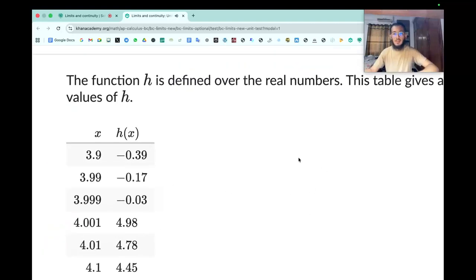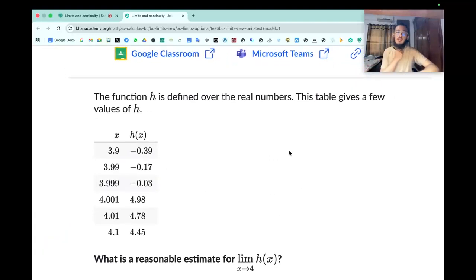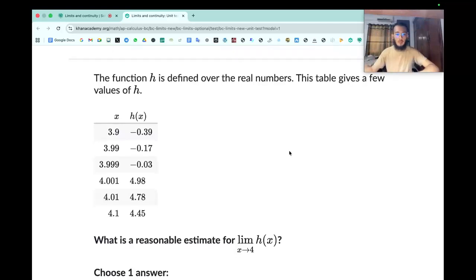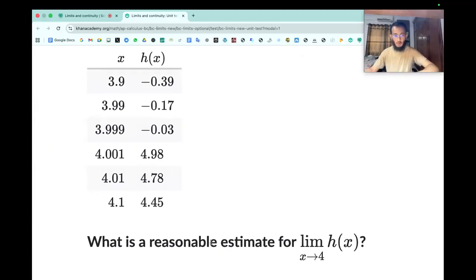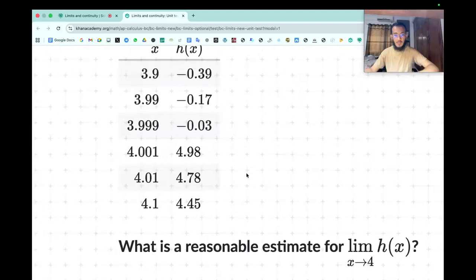Alright. The function h is defined over the real numbers. This table gives a few values of h. What is a reasonable estimate for the limit of the function h(x) as x tends to 4? Well, as you can see, as x gets closer and closer to 4 from both sides, we are getting different values. Here we can say something like 5, or here we are saying something like 0, maybe negative 0.